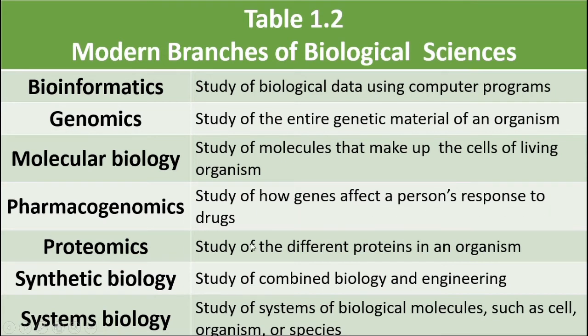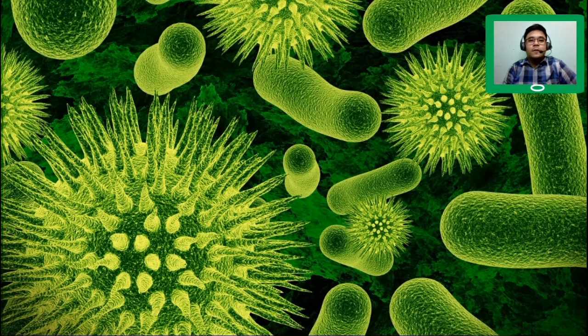Proteomics is the study of the different proteins in an organism. Synthetic biology is the study of combined biology and engineering. Systems biology is the study of systems of biological molecules such as cell, organism, or species. So for now, that would be our discussion regarding the introduction to biological sciences or biology.